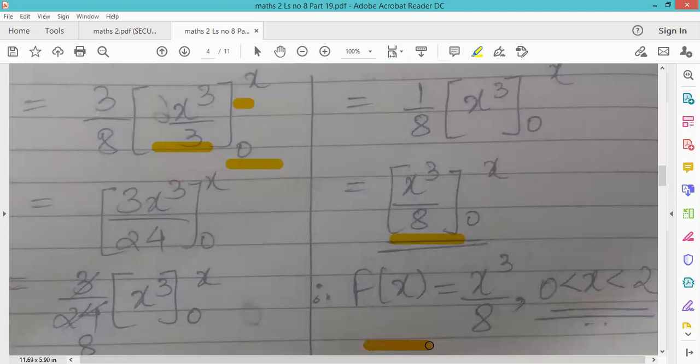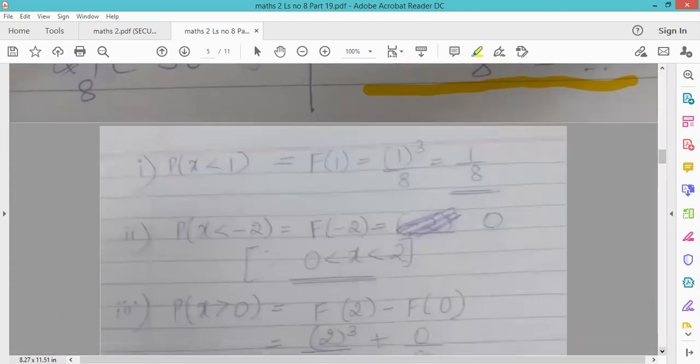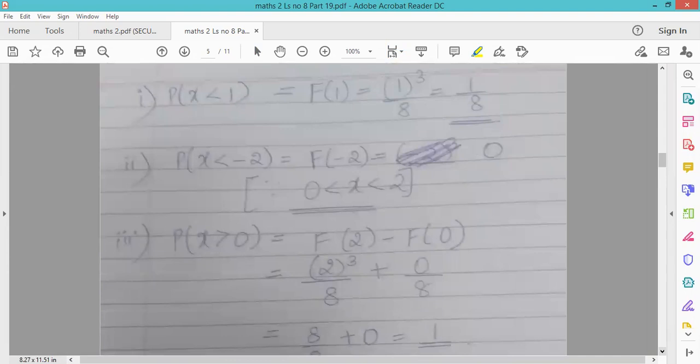So the CDF expression becomes f of x is equal to x cube upon 8, for 0 less than x less than 2. Now as we are ready with our CDF function, we can find all the probabilities which are asked. Starting with probability of x less than 1: f of 1 is equal to 1 cube upon 8, answer is 1 by 8.